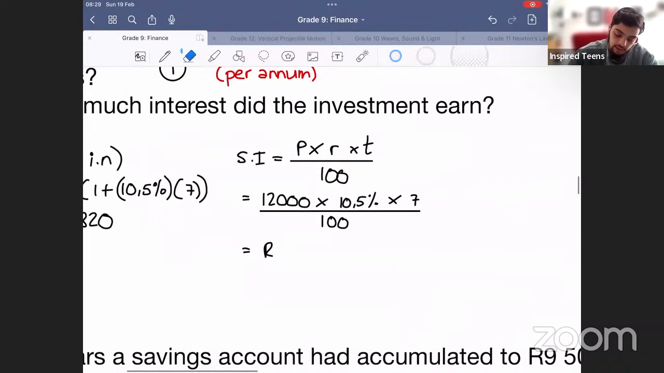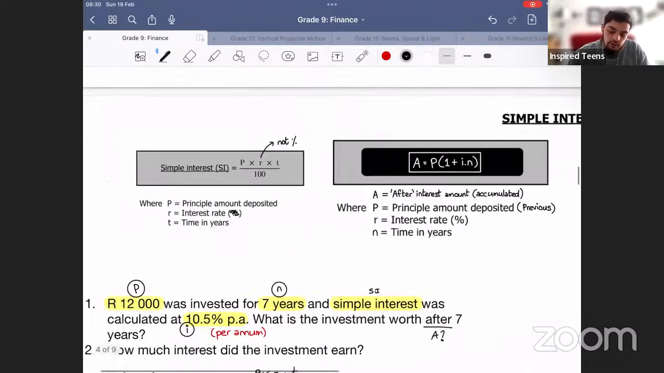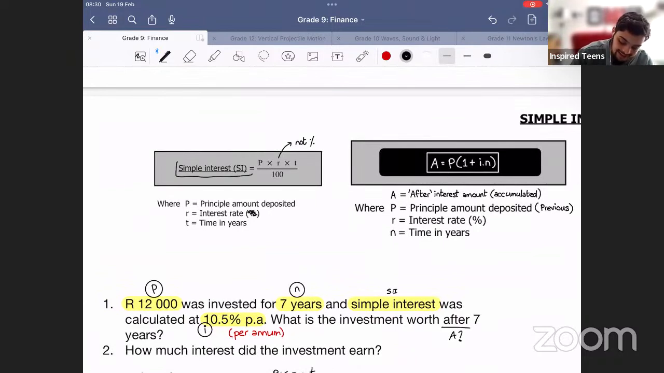So here we get rid of this guy. Okay, we are just multiplying it by 10,5. That's when you get the answer of 8,820. Okay, so a two-step calculation. Why? Because you see this formula calculates the simple interest only, while this formula calculates the accumulated amount where you're adding the principal amount and the interest one time. So this does it all together.